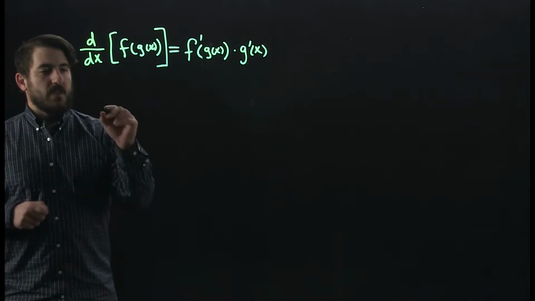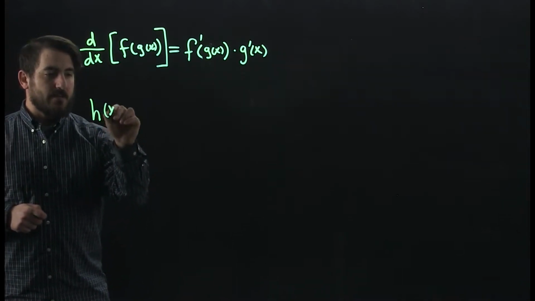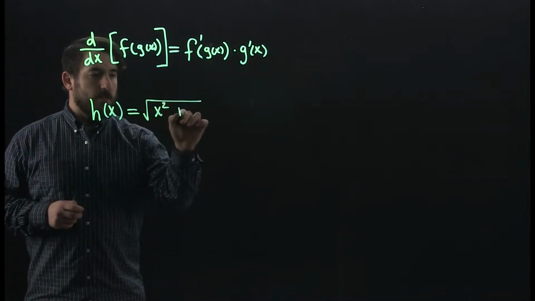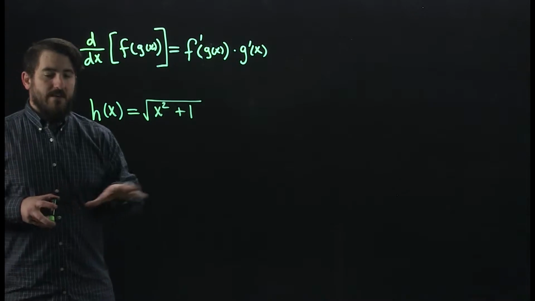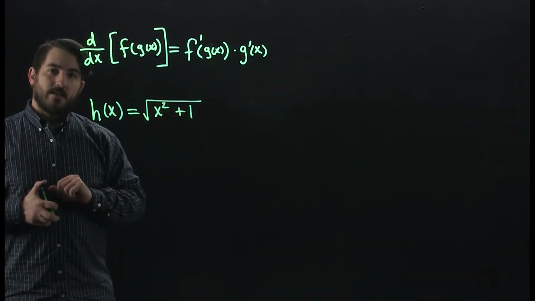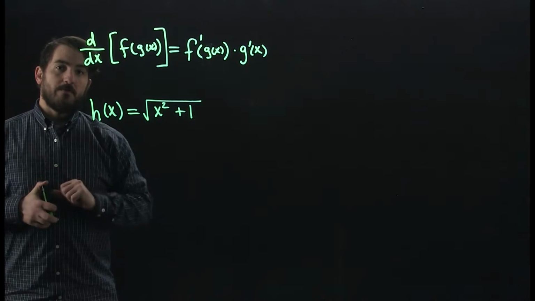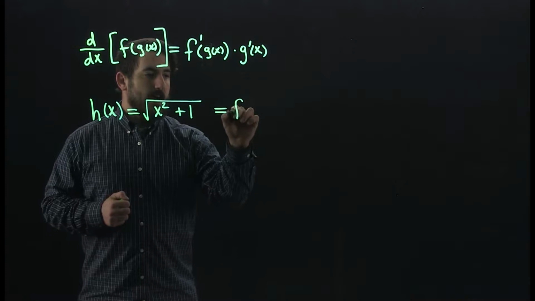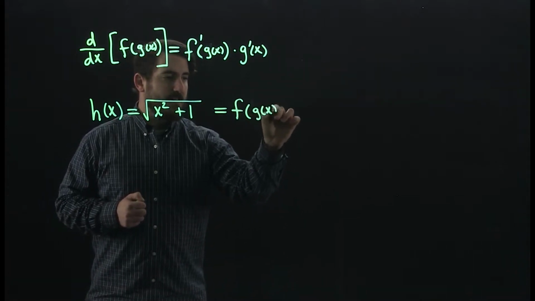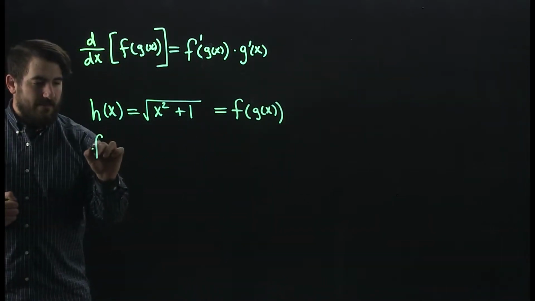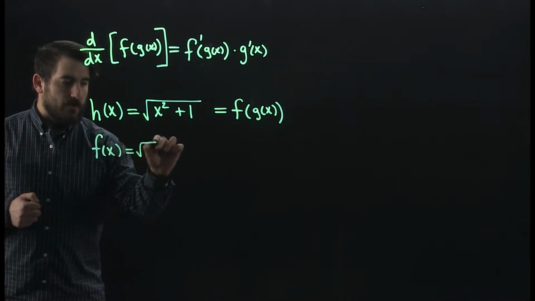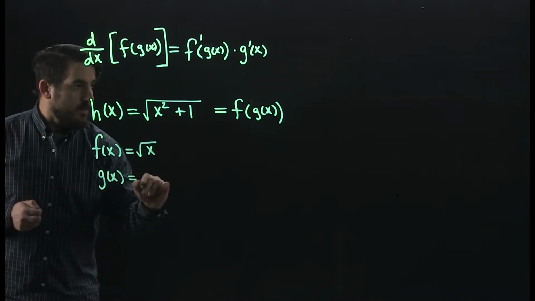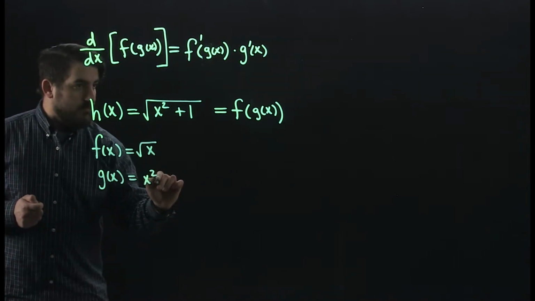So, for example, if we were to let h of x equal the square root of x squared plus 1. The outside function would be the square root of x. The inside function would be x squared plus 1. So if we were to look at this as f composed with g of x, we would let f of x equal the square root of x, and we would let g of x equal x squared plus 1.